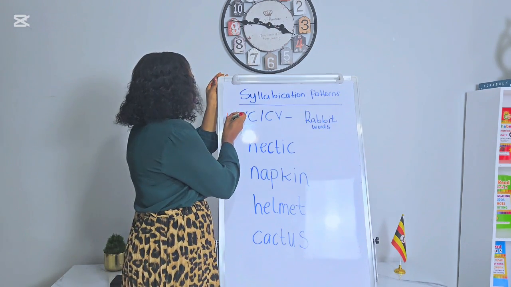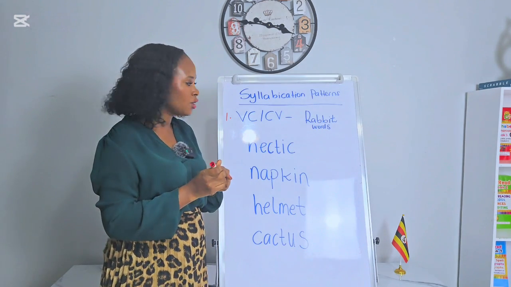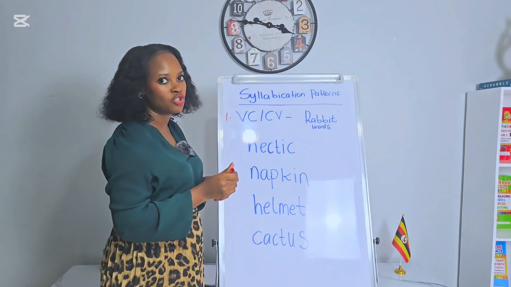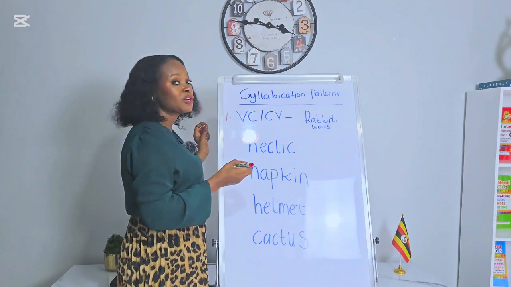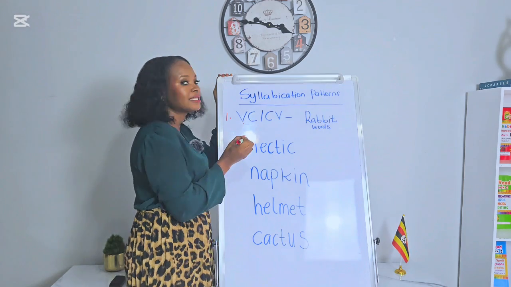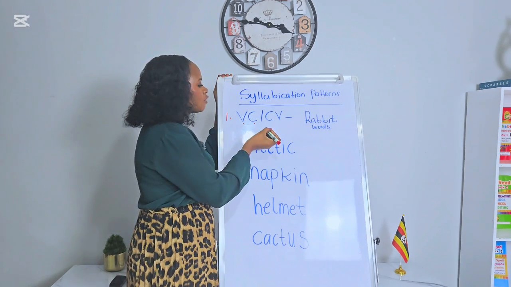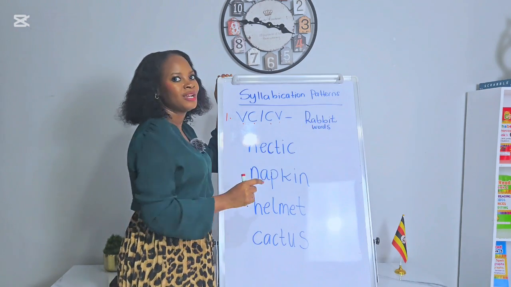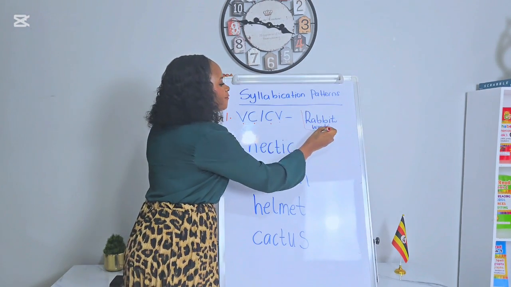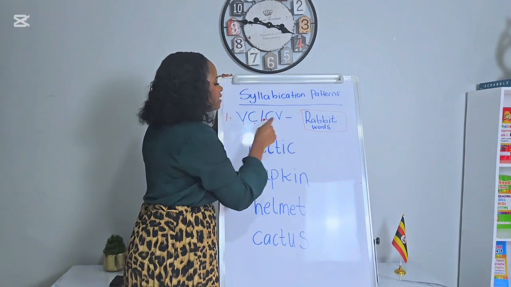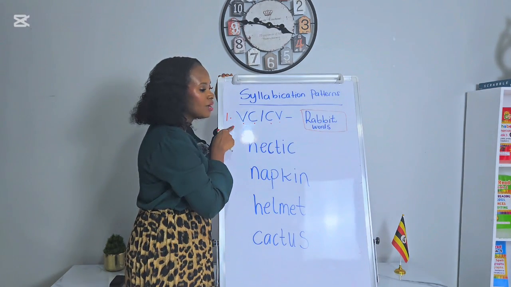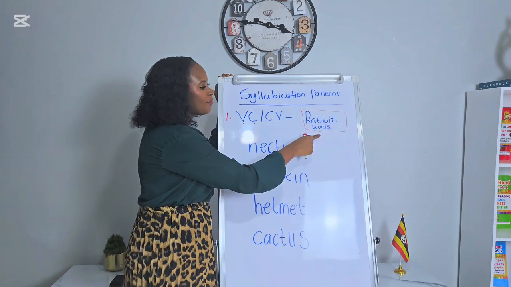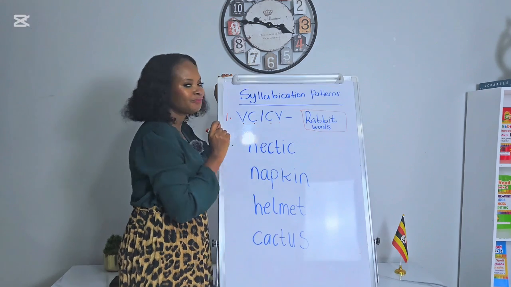In today's lesson, we are going to focus on the VCCV syllabication pattern. Okay, don't be confused by the letters. V stands for vowel, C stands for consonant, consonant, vowel, or what we call the rabbit words. We use the word rabbit, just a fun way to remind you of this way of breaking words into smaller parts, to remind you of the syllabication pattern, because the word rabbit falls under this category.